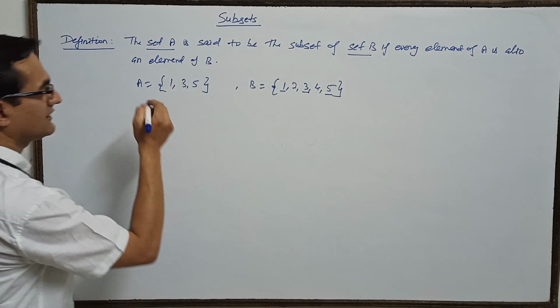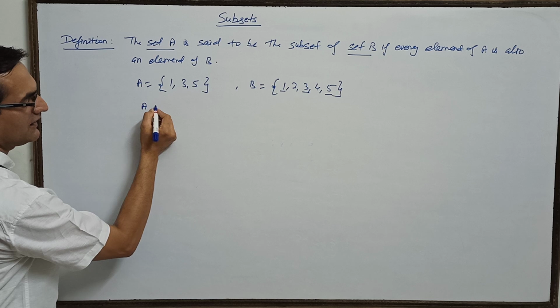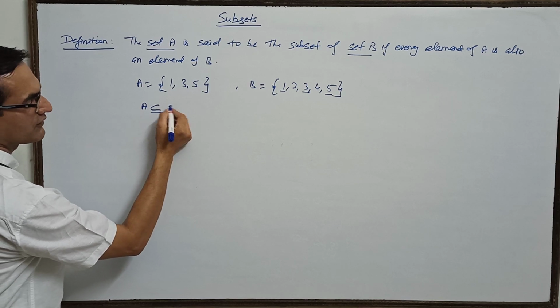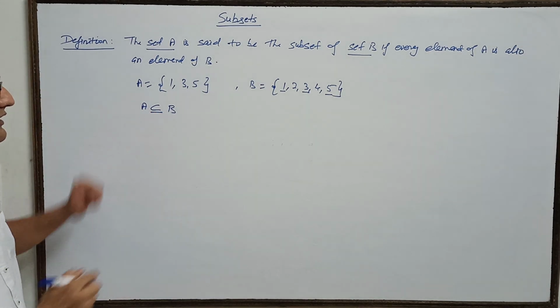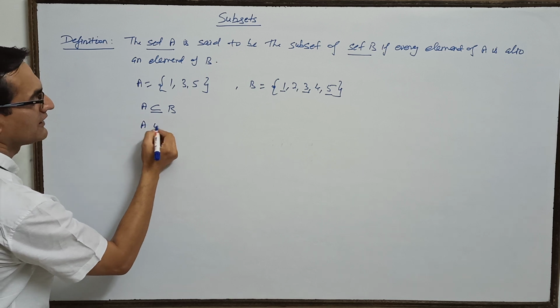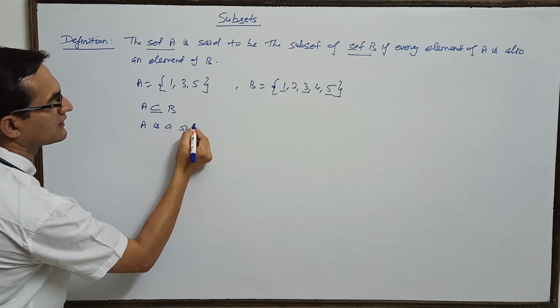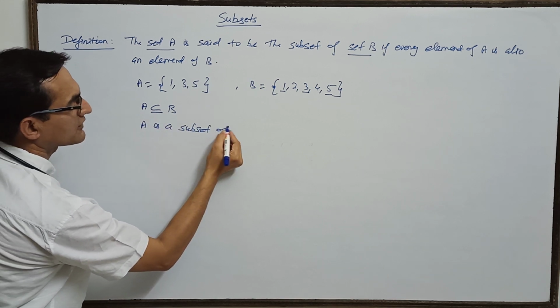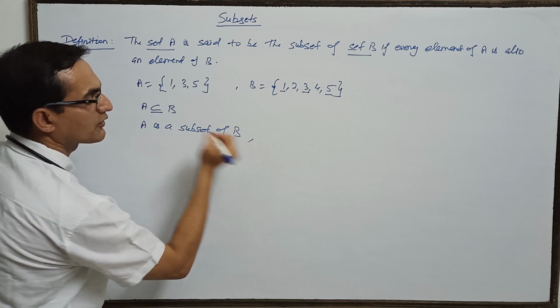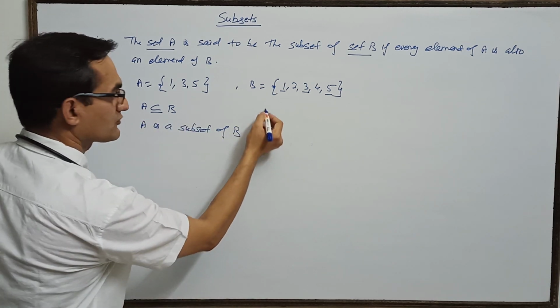और हम लिखेंगे कैसे? We will write it as A is a subset of B. इसको लिखेंगे A is a subset of B. Okay. दूसरा इसको ऐसे भी लिख सकते हैं.